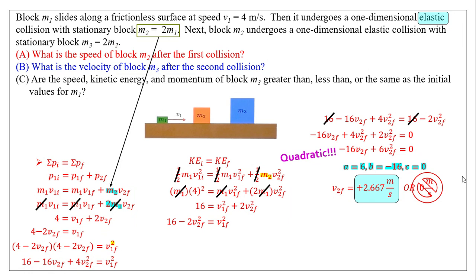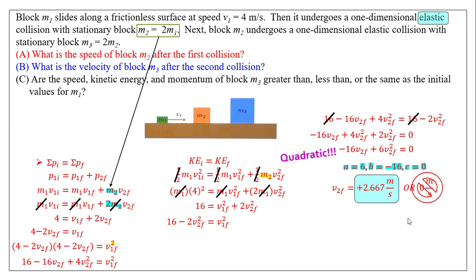It wants us to find the speed of block M2. So I do want to point out, because it does ask for speed, you can simply say 2.667 without the positive sign here. I put the positive sign here because I initially solved for velocity, but I'm reading part A and it says find the speed. So the answer would simply be 2.667 meters per second. So leave the positive sign out.